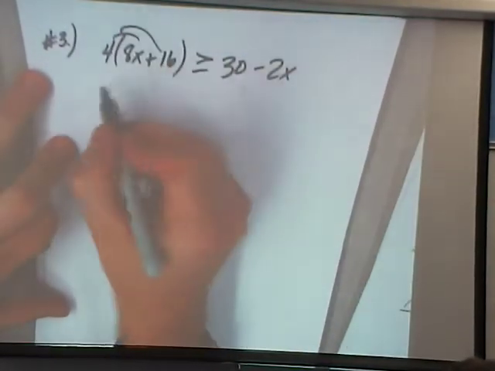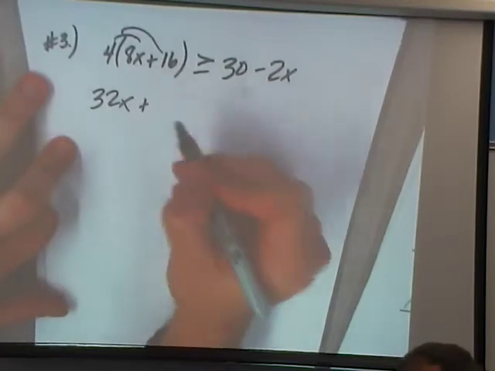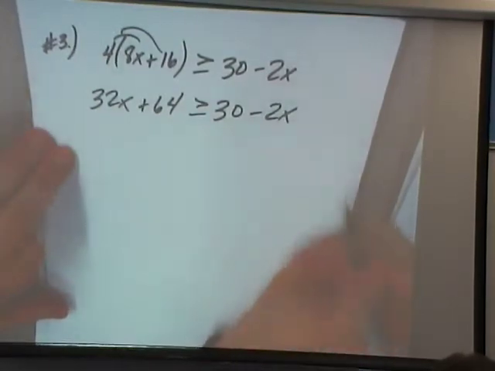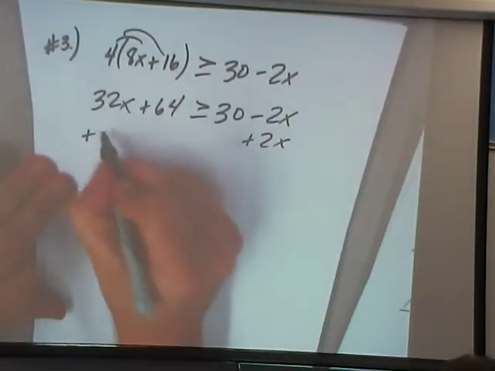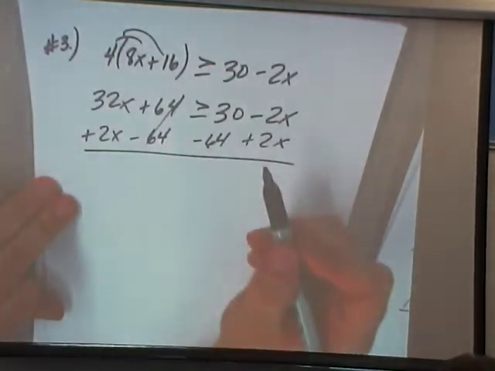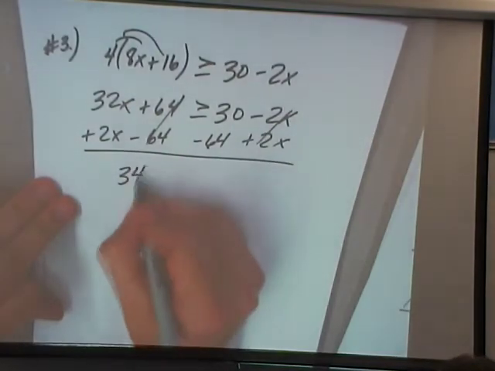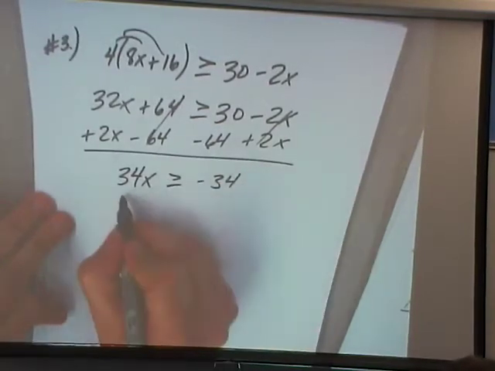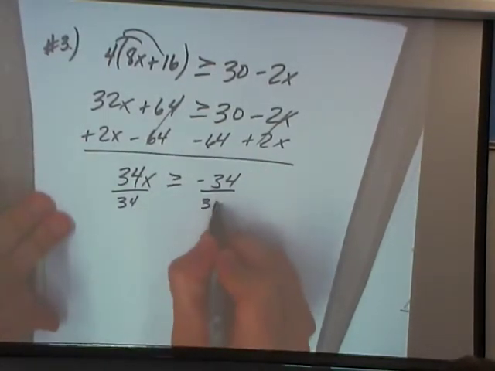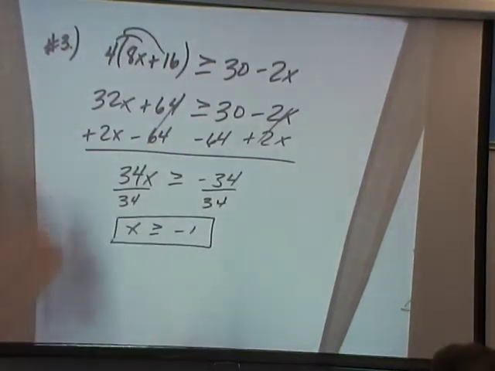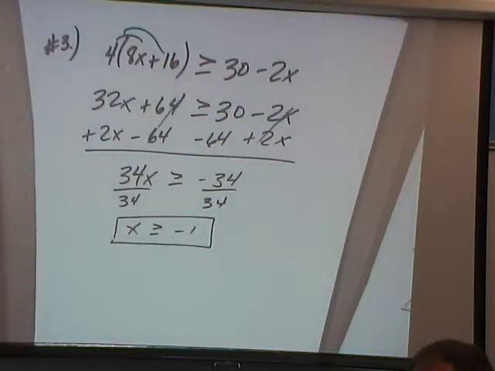All right, distribute first. 32x plus 64. Add 2x over, minus 64. So we end up with 34x is greater than or equal to negative 34. We divide by 34. X is greater than or equal to negative 1. Questions?